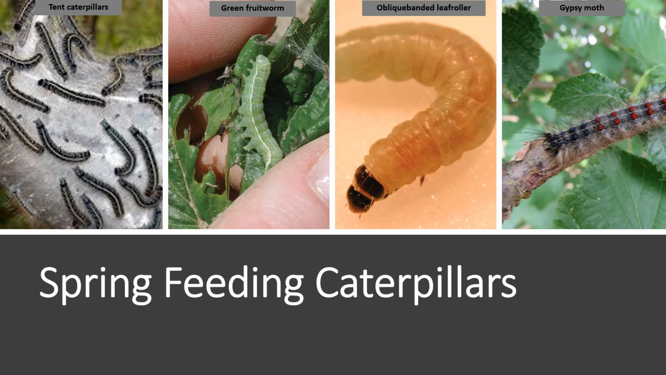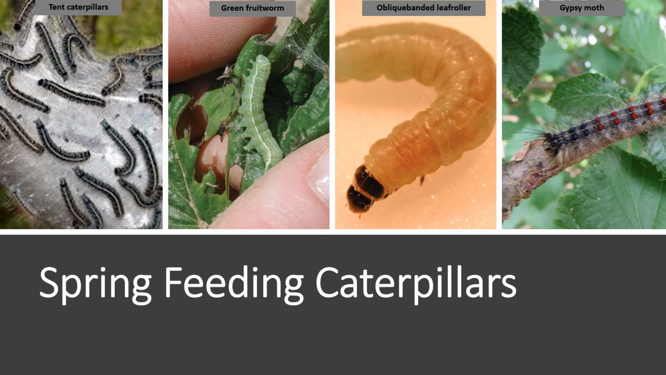After bud mites, spring feeding caterpillars are often the insects one sees first in a hazelnut orchard. They can actually be active very early in the season, depending upon the temperature. Spring feeding caterpillars refers to a complex of several species of caterpillars, and I've put up here a few examples that you might find in a hazelnut orchard. So these include tent caterpillars, which are known for their distinctive tents or mats that they form on the trees. The green fruitworm is another species you might see, and then the oblique banded leaf roller, or we often refer to that as OBLR. OBLR actually has two generations.